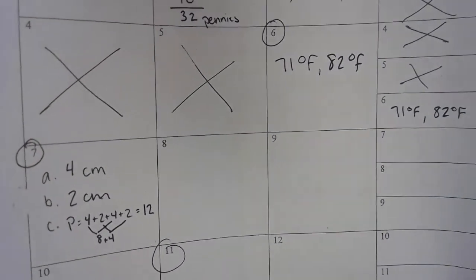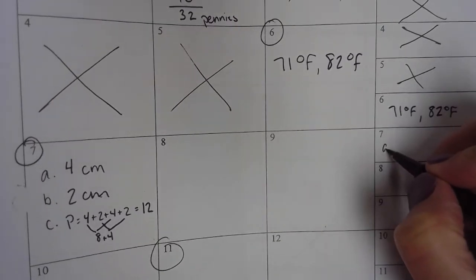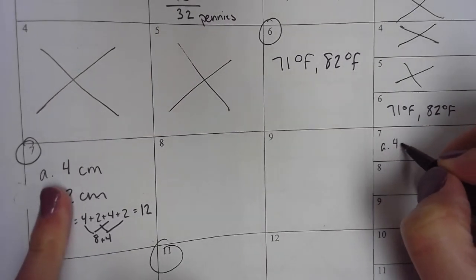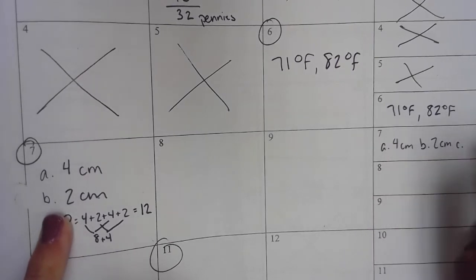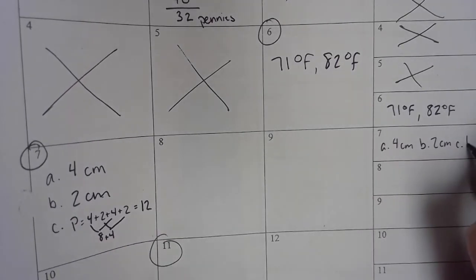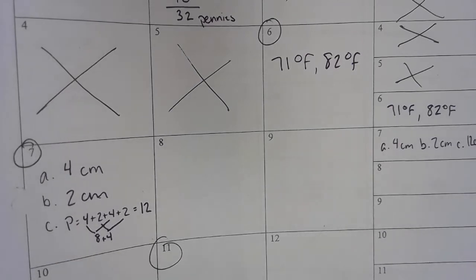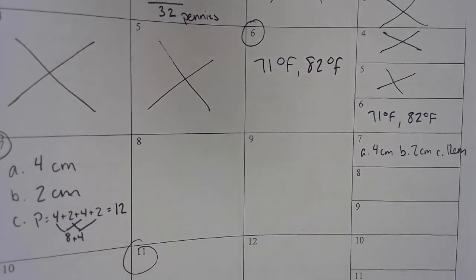So in your box to the side, that would look like this. A was 4 centimeters, B was 2 centimeters, and then C was 12 centimeters. Make sure you got your centimeters label on all of those. Then let's go to number 11.